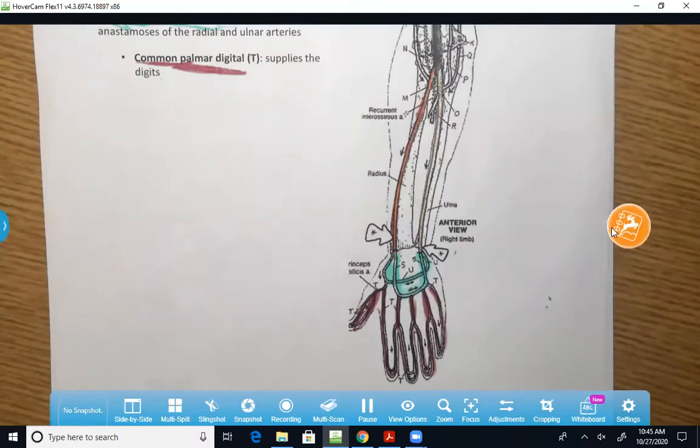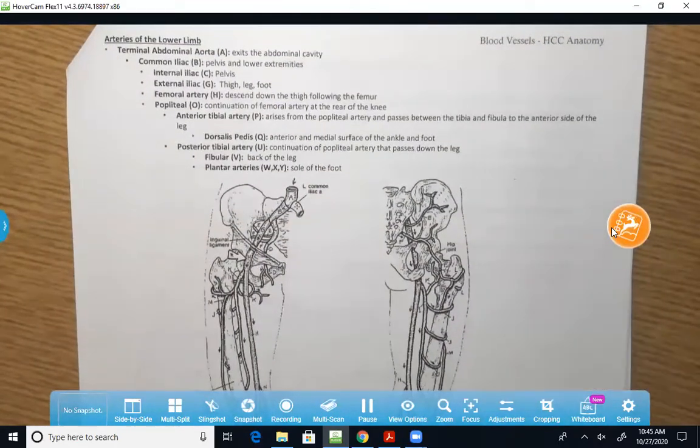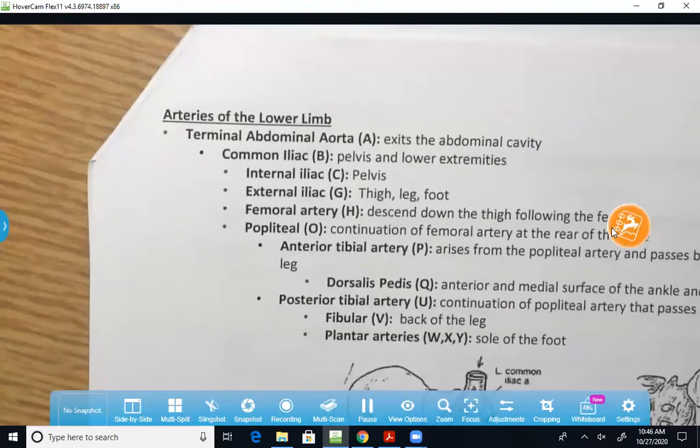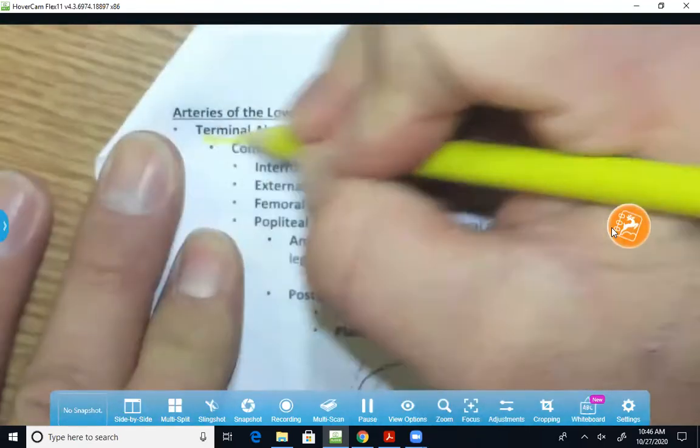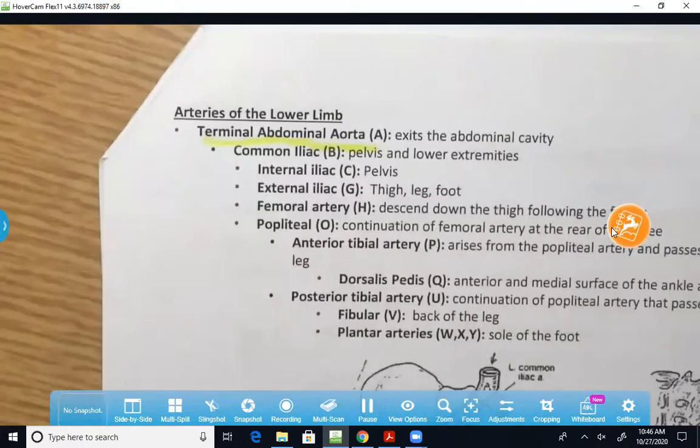Any questions on those? All right, let's do your legs real quick. This will be our last, should be our last arteries. I've got an anterior view and a posterior view this time because some of these are anterior only or posterior only.